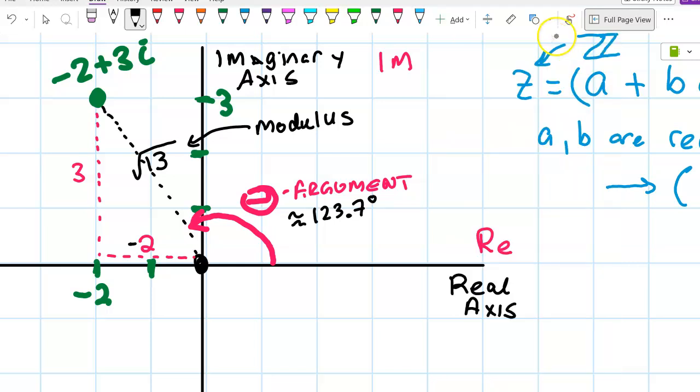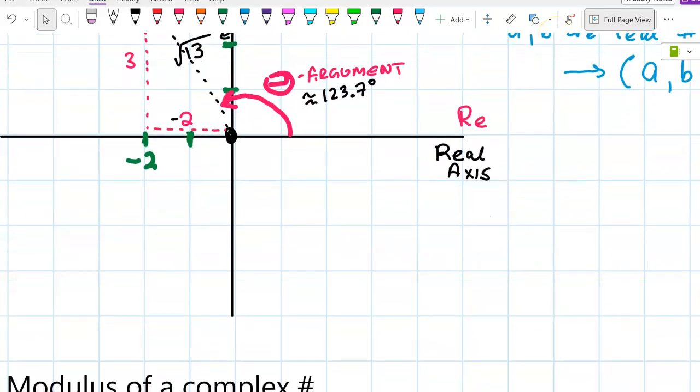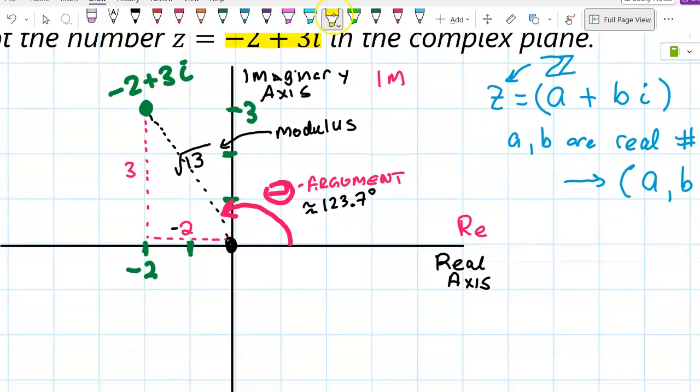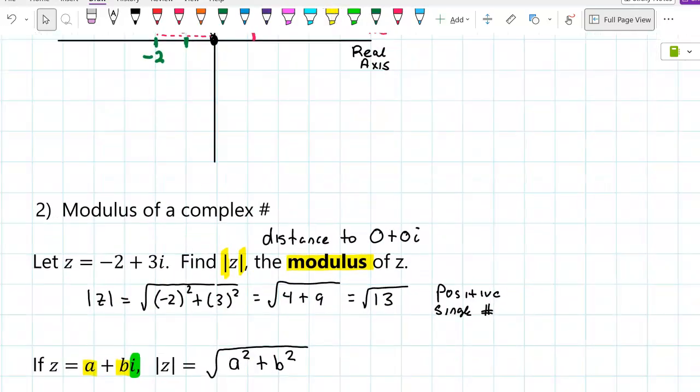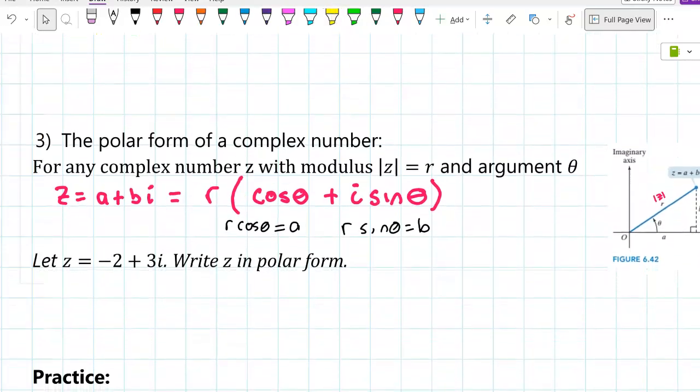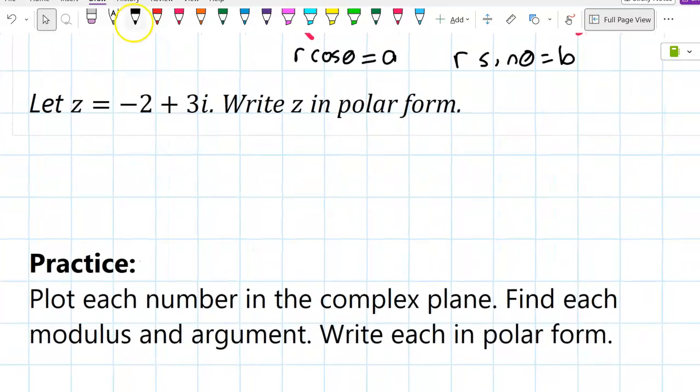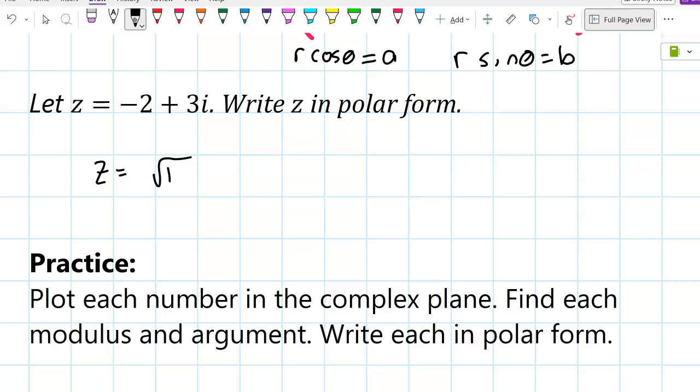degrees. Okay, so let's put that into our polar form. We know the radius, or the modulus, is root 13, and the angle, or the argument, is 123.7. So if we wanted to express our number a plus bi in polar form, we could write that z is the radius, root 13, times cosine 123.7.